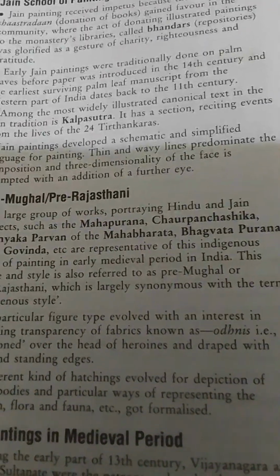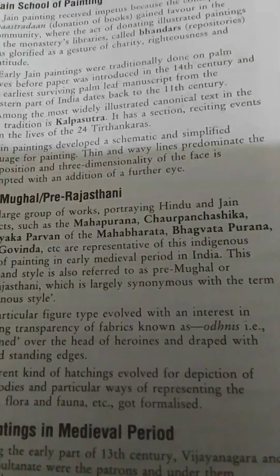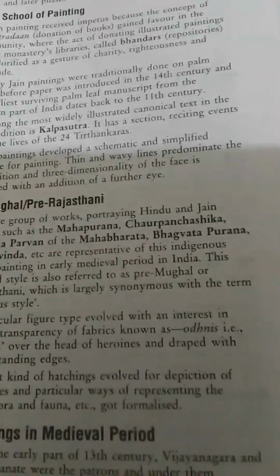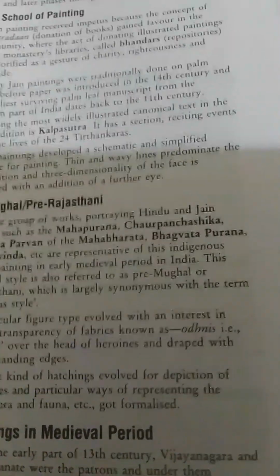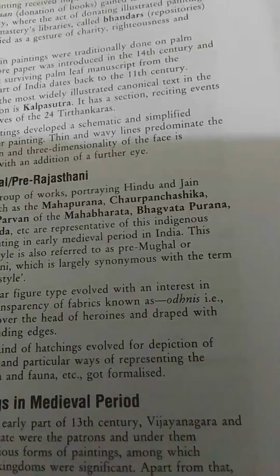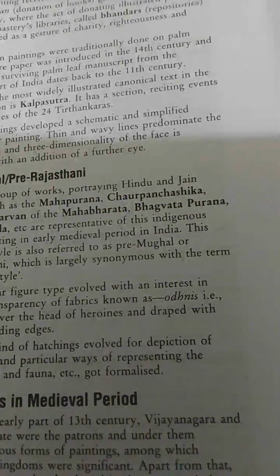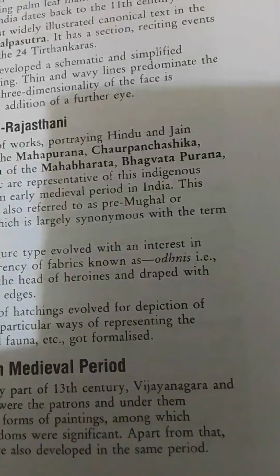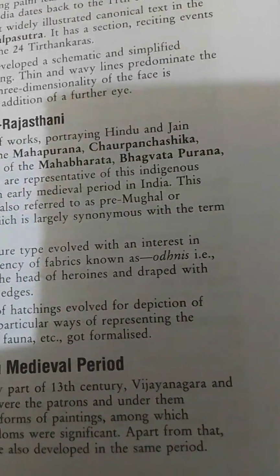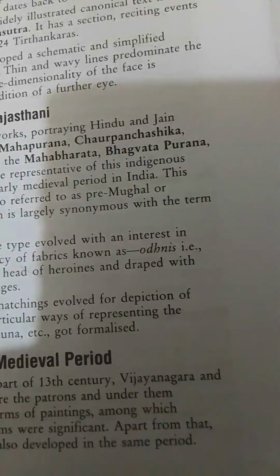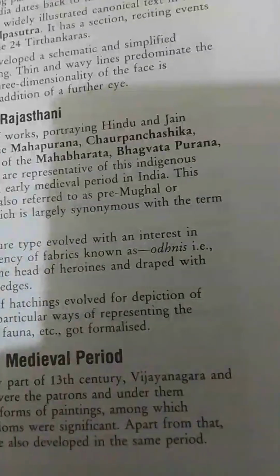Jain paintings developed a schematic and simplified language for painting. Thin and wavy lines predominate the composition, and the three-dimensionality of the faces is attended with the addition of a further eye.